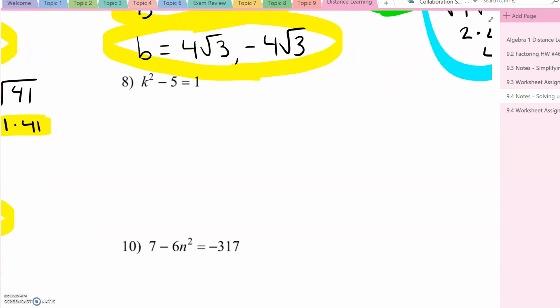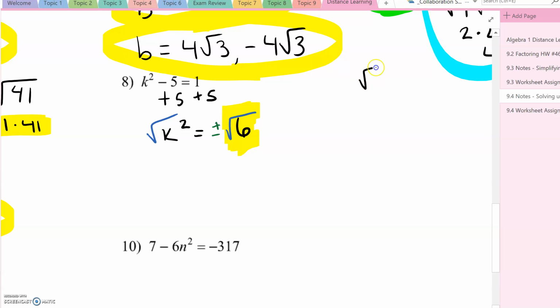Okay, moving on to problem number 8. We want to get the variable completely by itself. So how do we get k squared completely by itself? We're currently subtracting 5 from it. What's the opposite of subtracting 5? Adding 5. So let's go ahead and add 5 to both sides. We get k squared equals 6. But we don't want k squared, we just want k. Hopefully you're getting the idea here. We're always taking the square root in this section, so let's take the square root of both sides. But wait. You're the one who just wrote that square root, so what do you need to write? Plus or minus out front.